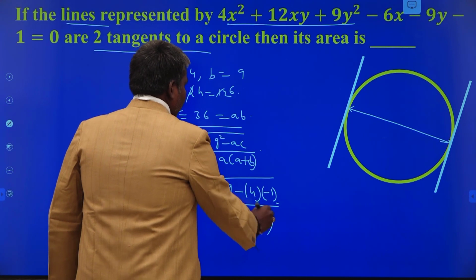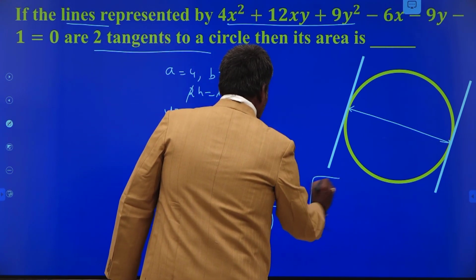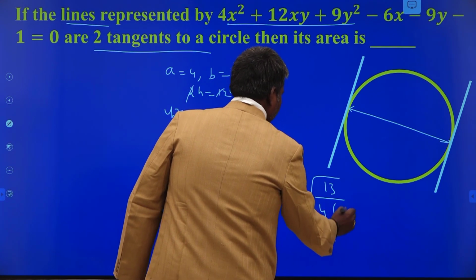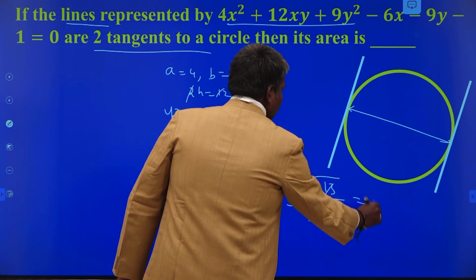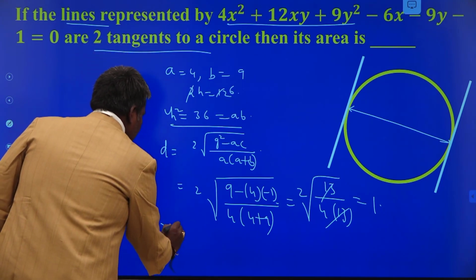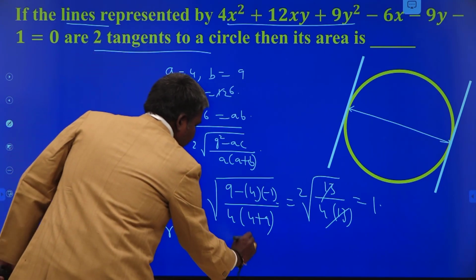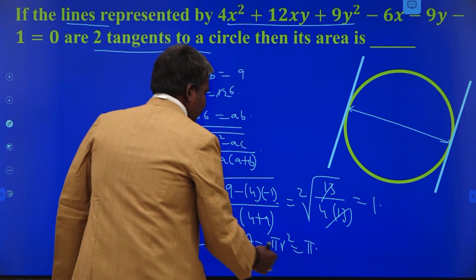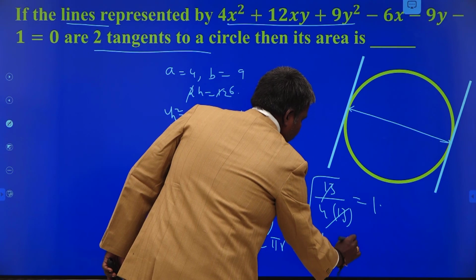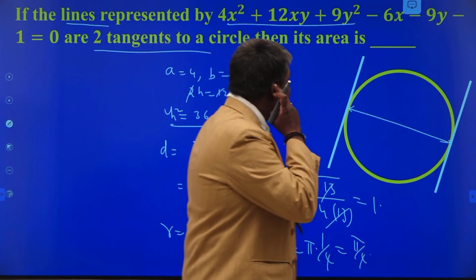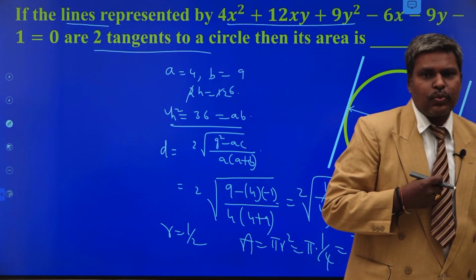Here 4 plus 9, that is 13, will be cancelled. 2 times of 13 by 4 into 13. 13, 13 cancel, 2 by 2 is nothing but 1. So the diameter length is 1 unit, so the radius of the circle is half. Therefore area of the circle is equal to pi r square, that is pi into 1 by 4. So area of the circle is pi by 4 square units.